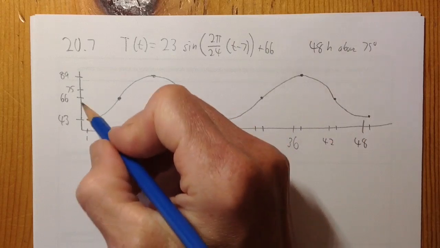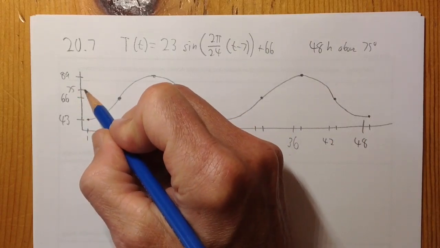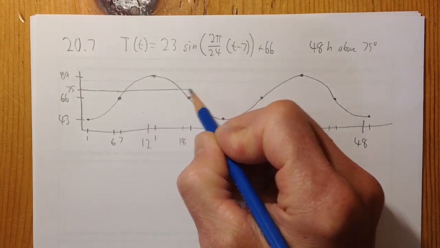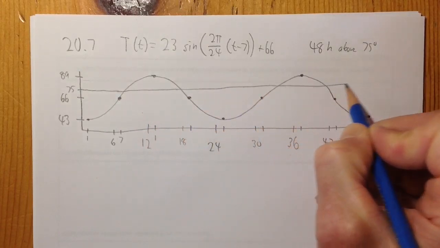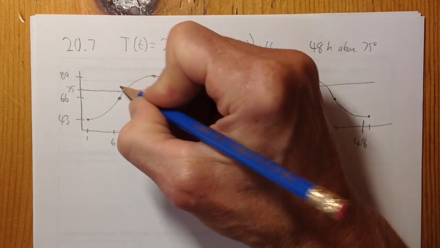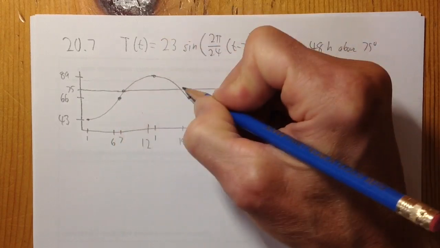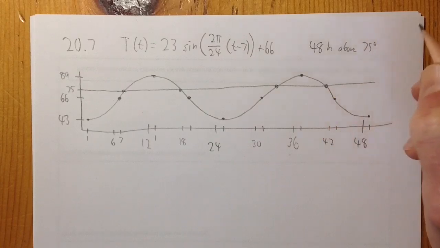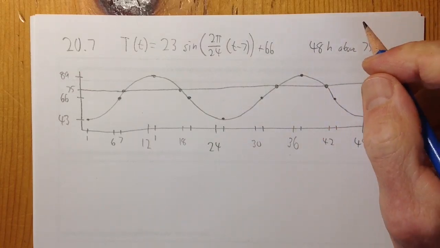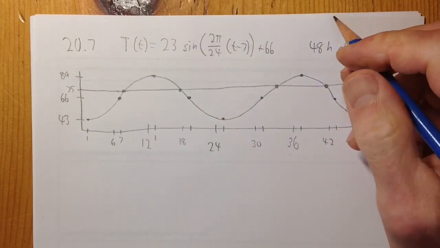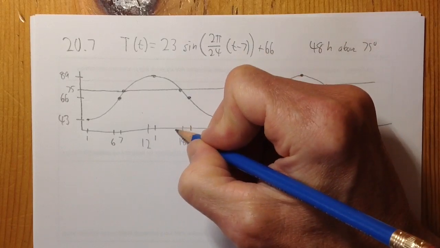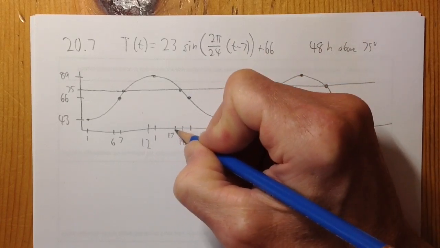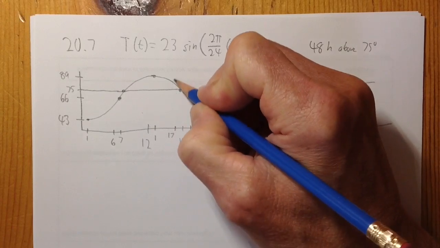Yep, that's right. And then we want to draw a horizontal line across at 75, so we get an idea for how long each day it's above 75. So only this amount of time from right here to right here is it above 75 every day. Okay, and we started at 5 o'clock on Monday. 5 o'clock is 17. So here's 17. So that's right there. So we started there.